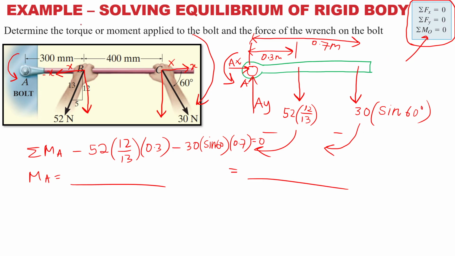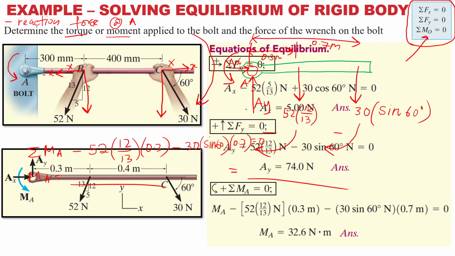So dia minta apa ni? Oh, dia tak minta pun. Determine the torque or moment applied to the bolt. Soalan ni kena tambah sikit. And determine the reaction force at A. Soalan kena tambah sikit lah. Kena lupa. So this is how you determine the moment. Betul tak? 5, 12 per 13 kali 0.3, 30. Okay. So betul moment. So this is how we do it. Summation FX, summation FY sama macam tadi lah.